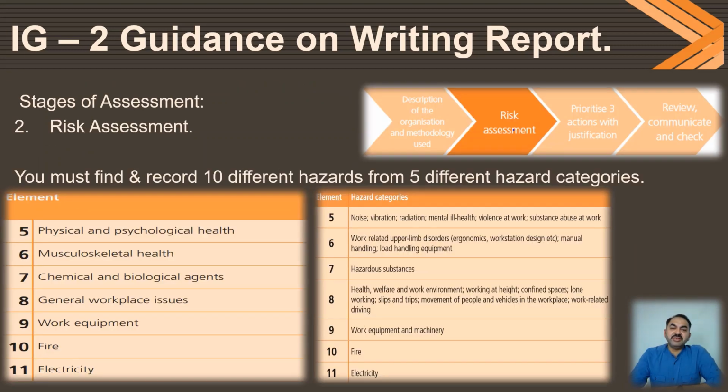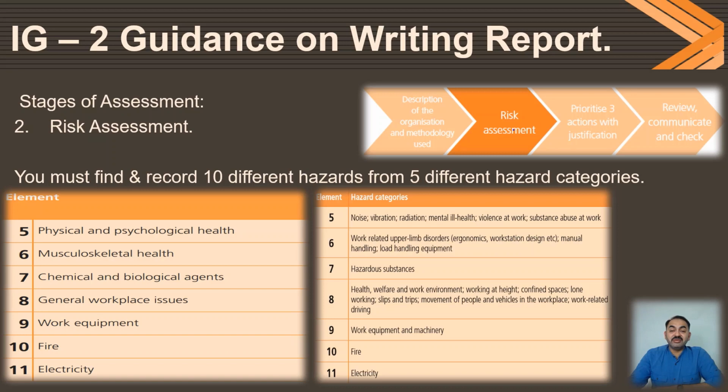So friends, the second important stage of your report is risk assessment, and that's what we are going to talk about here. Risk assessment is a very important part of this report, and the most important thing you need to keep in mind is that you need to cover 5 different categories of hazards to come up with 10 total hazards to be used in the risk assessment report. So there will be a total of 10 hazards you need to write in your report, but those 10 hazards should come from 5 different categories, not of the same nature.